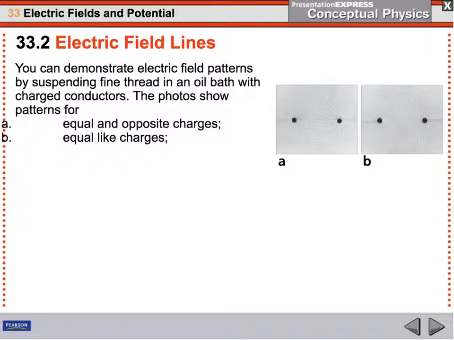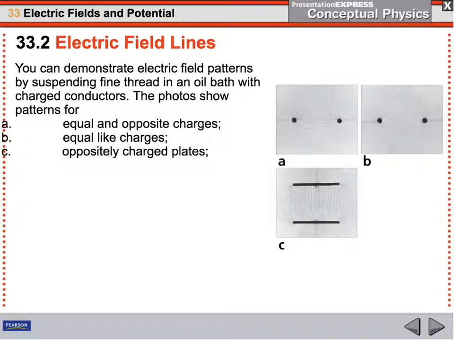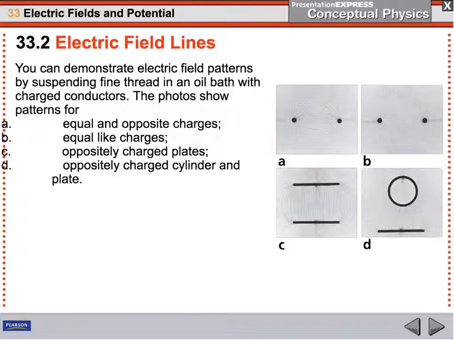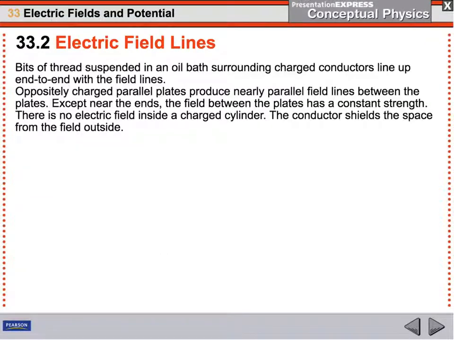Here's one with equal charges. You see it just scatters out everywhere. Oppositely charged: here's an oppositely charged cylinder and plate. I know these are kind of hard to see, but they show you the field lines. Bits of thread suspended in an oil bath surrounding charged conductors line up end to end with the field lines.